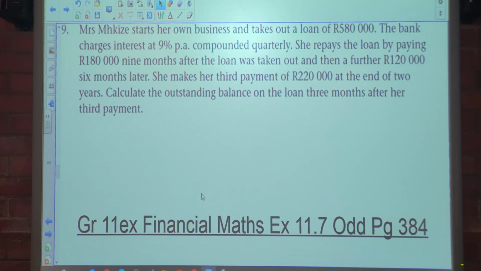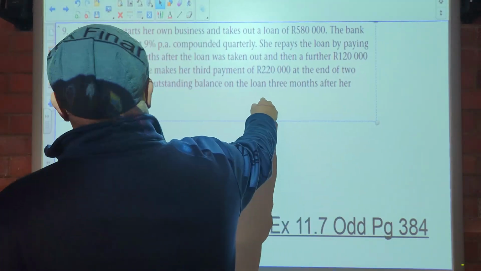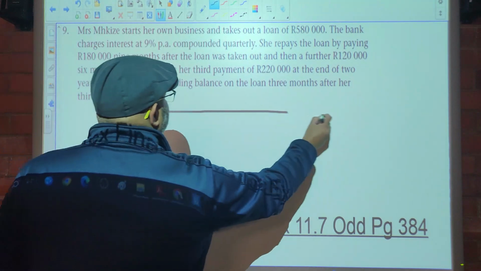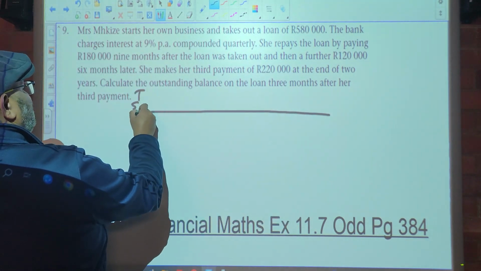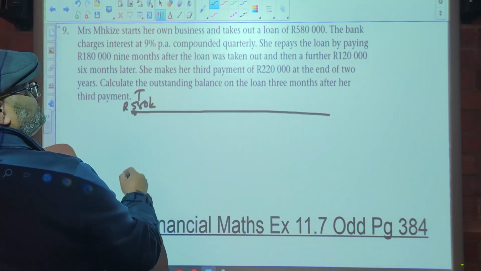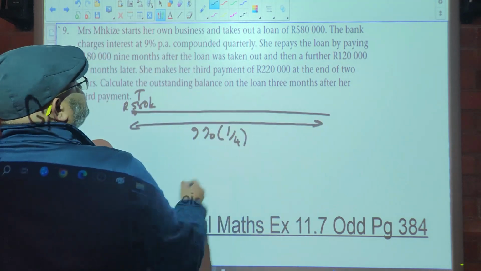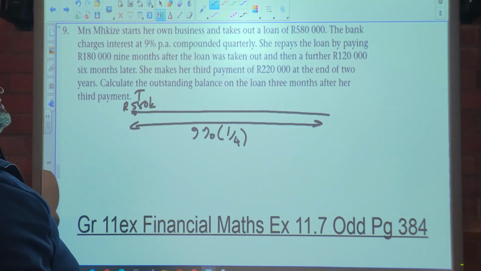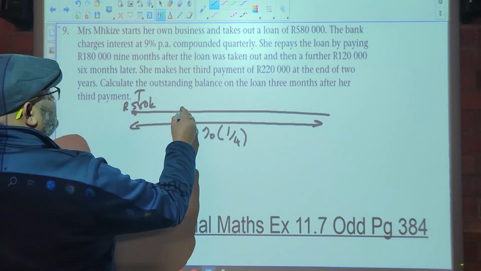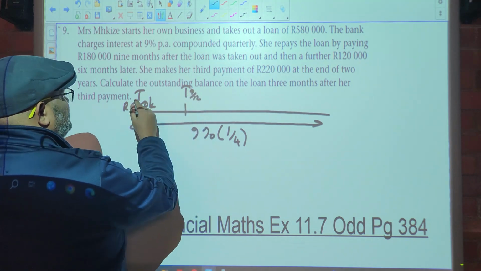Okay, the last question. We're told that Ms. Mkezi starts her own business and takes out a loan of 580,000. The bank charges an interest rate of 9% per annum, compounded quarterly. She repays the loan by paying 180,000 rand 9 months later. So that's 9 over 12, because this is your time in years.